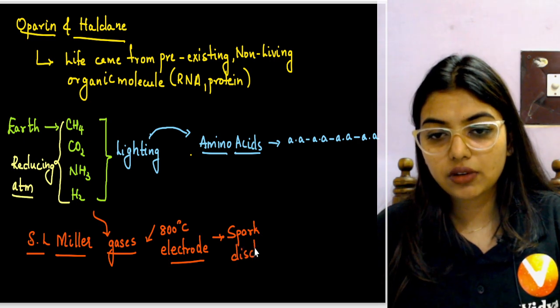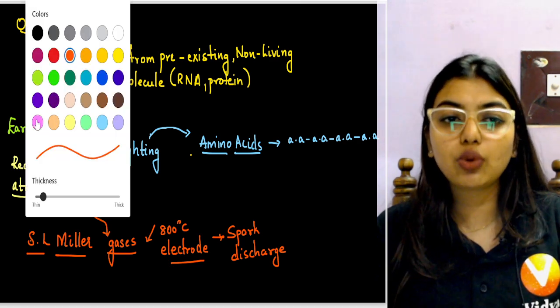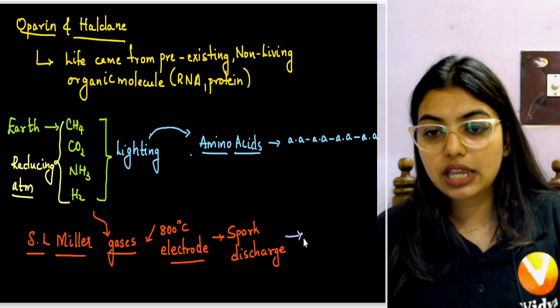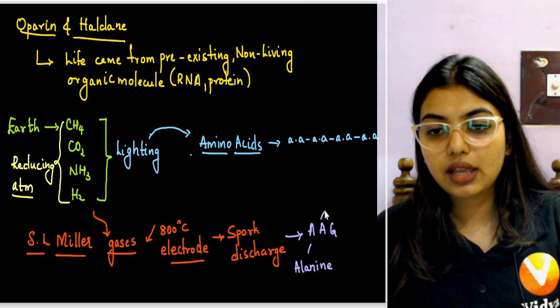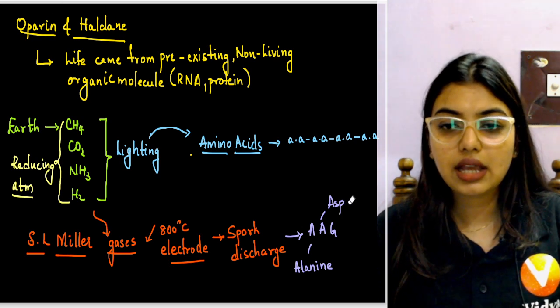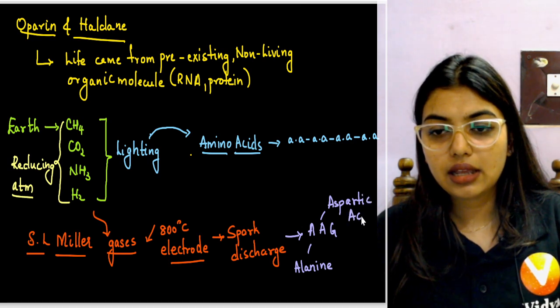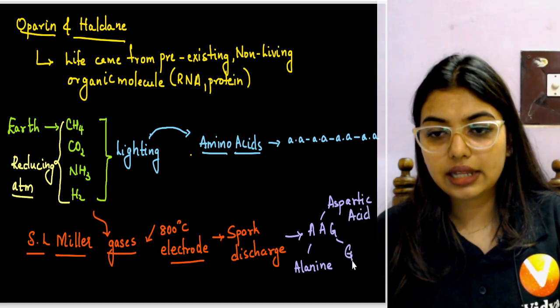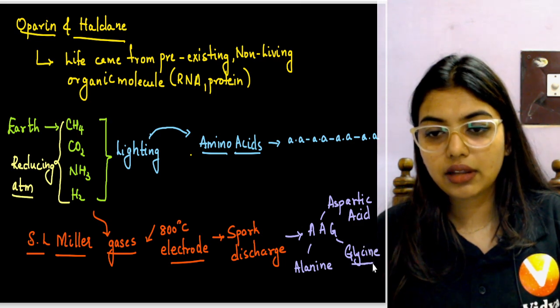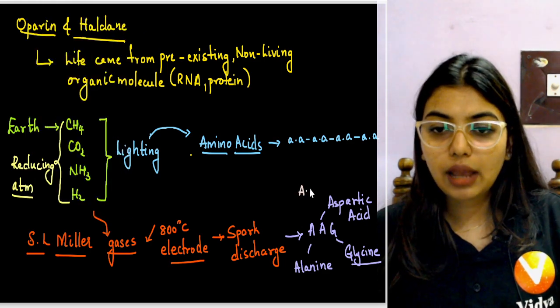He supplied all the gases and he made this spark discharge. When he gave the spark discharge, he noticed that he was able to get amino acids. The 3 amino acids he got were alanine, aspartic acid, and glycine. These were the 3 amino acids he got. Understood?